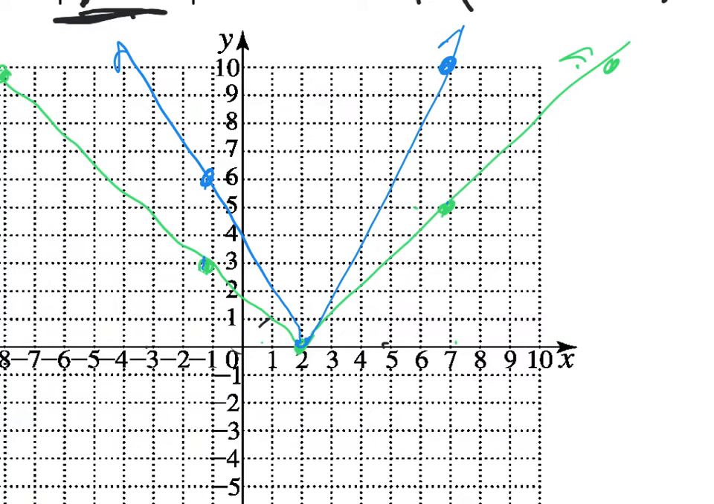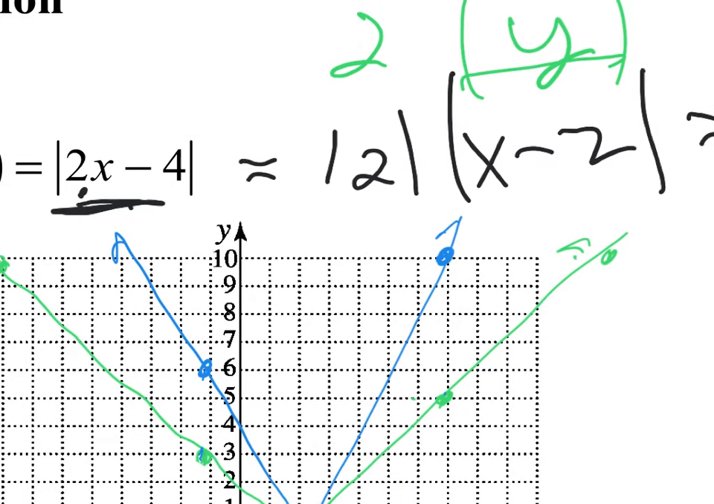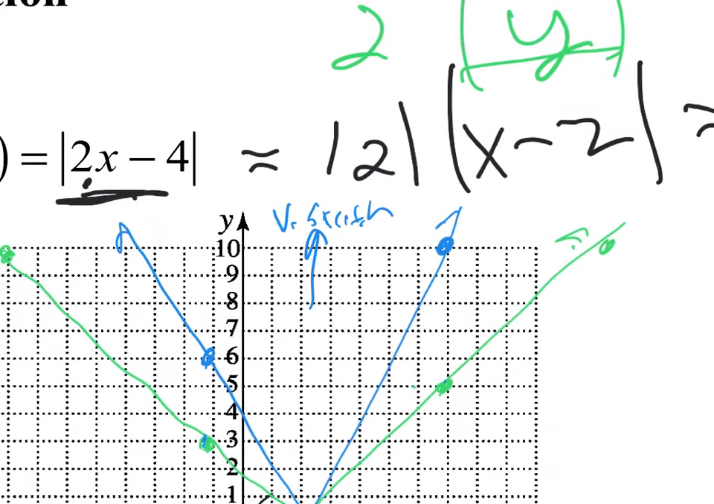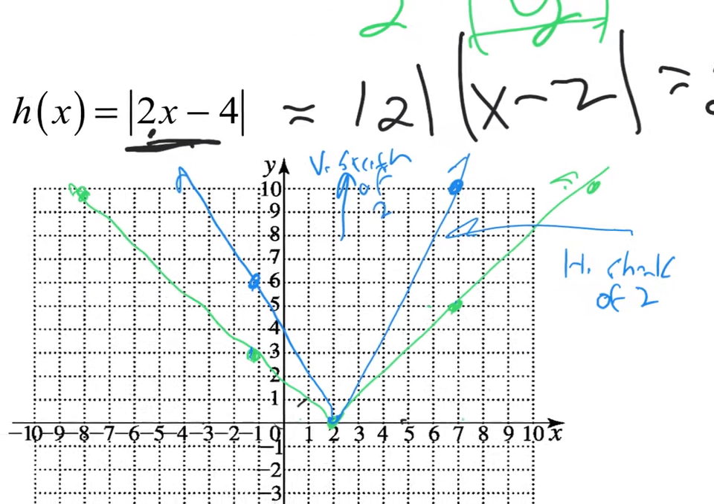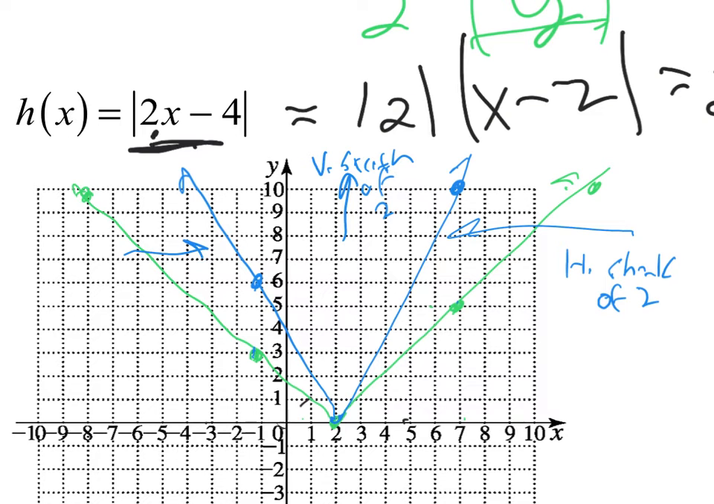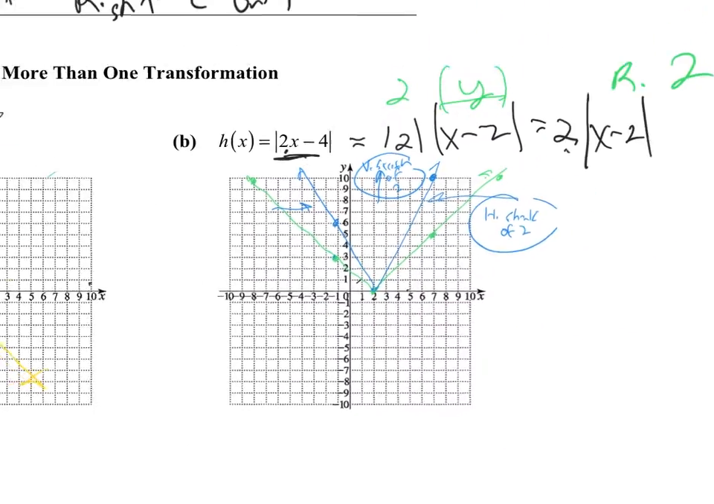function. You can see how it's a vertical stretch of 2. Or you could even say it's a horizontal compression. Is that what they were calling it? Or no, they were calling it a shrink. Horizontal shrink of 2, because you can see how it shrunk in horizontally. So you have 2 different ways of looking at it. Okay?